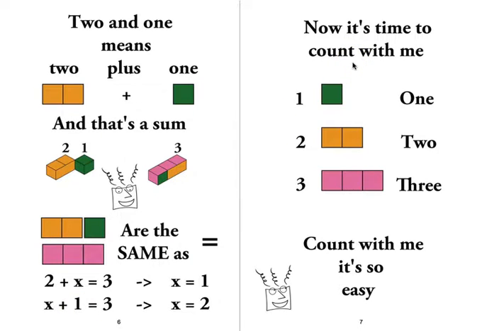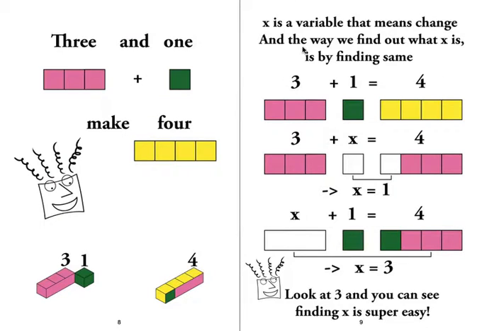Now it's time to count with me. 1, 2, 3. Count with me. It's so easy. 3 and 1 make 4. X is a variable, and that means change, and the way we find out what x is is by finding same. Look at 3, and you can see finding x is super easy.